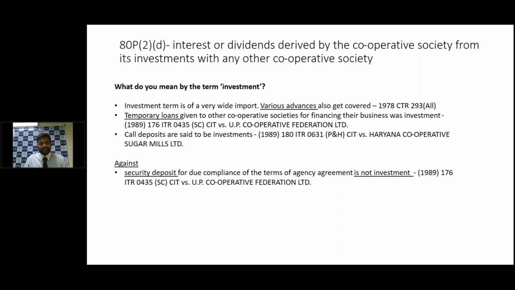They use the term investment. What do you mean by the term investment? It is of very wide import. Various advances also get covered. The Allahabad High Court has held that temporary loans are covered under the term investment, and call deposits are covered under the term investment. However, a security deposit given to comply with provisions of an agency agreement is not an investment.